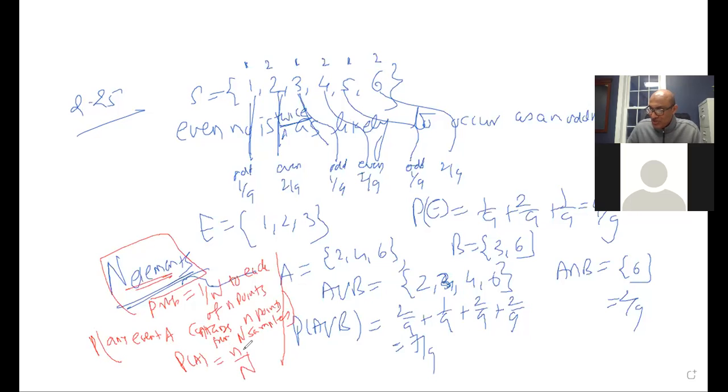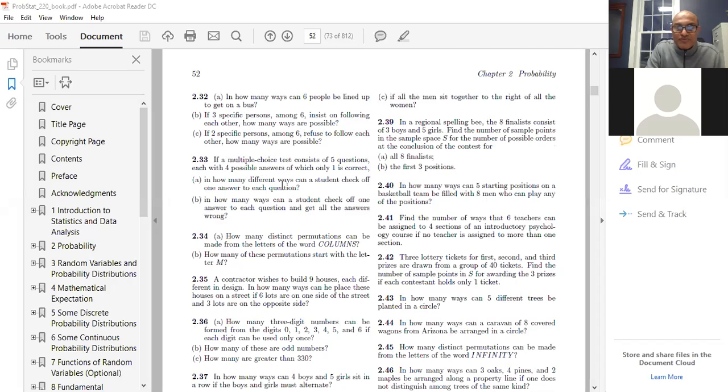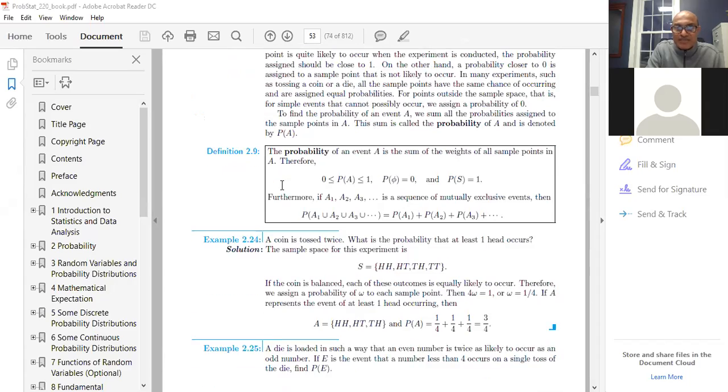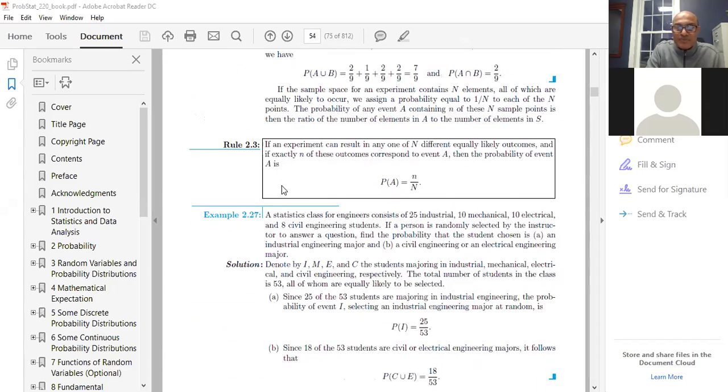I can give you a couple of examples based on this one, and then after, we will start the additive rule, or we will stop over there. We'll see. So let me now save this one, stop sharing, and now let me go back to the book. We did these examples. This one is done, this one is done, this one is done. And we are over here.